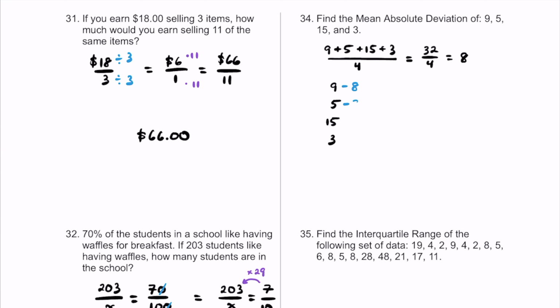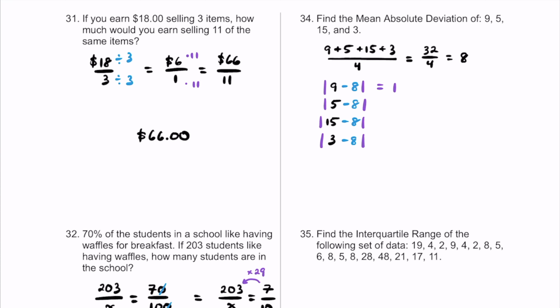So we're going to go ahead and subtract 8 from all of these. And if we find out all these deviations, some are going to be positive and some are going to be negative. So what we're going to do is go ahead and find out the absolute deviations of these, which is how far they really are. It doesn't matter if they're positive or negative. So 9 minus 8 is 1. The absolute value of 1 is 1.